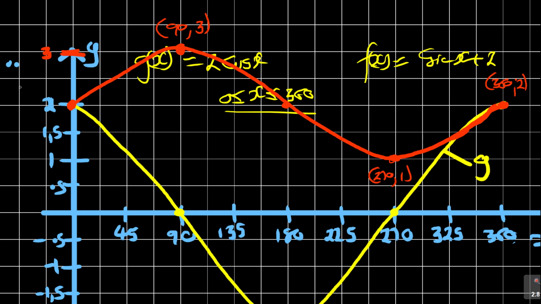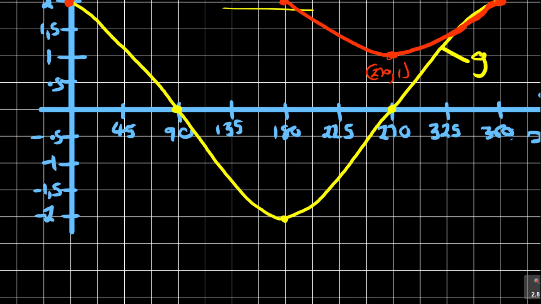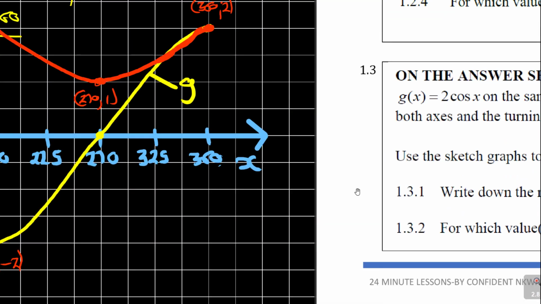Not really. This was not going to be a turning point. Yes, it's a turning point of the other graph. It's fine. But on this other graph, it was still going to go up. And then there is also a turning point of g of x here, which is 180 and minus 2.